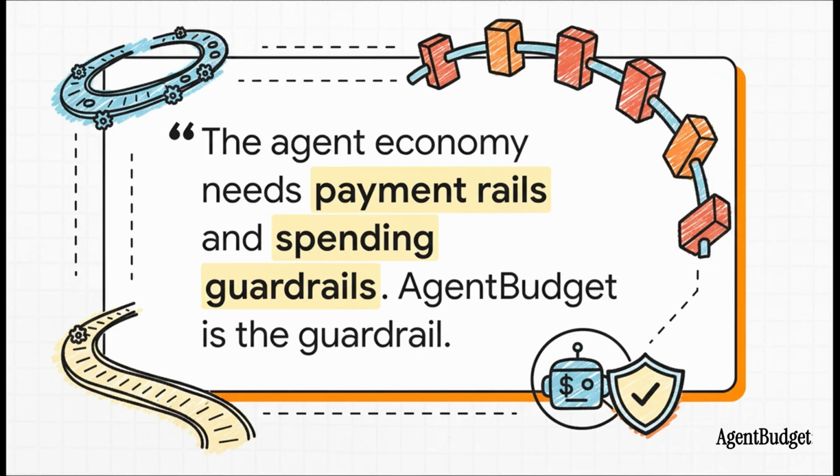You know, this quote from their white paper just ties everything together perfectly. As we move into this new agent economy, where agents can autonomously pay for things, we need two critical pieces. We need payment rails to let them spend money, and we need spending guardrails to control how much they spend. AgentBudget, well, it's that essential guardrail.